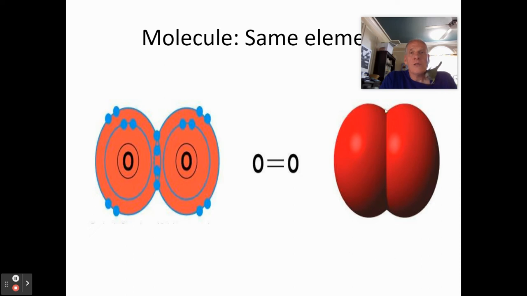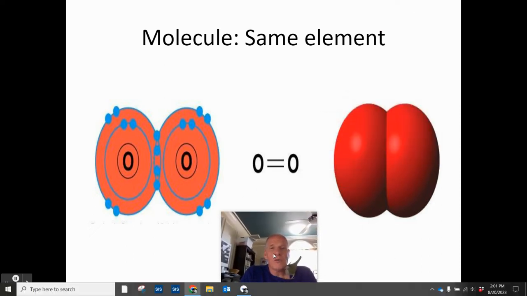Okay, so you might hear of molecules and elements and things. What are those? Well, molecules can be composed of the same element. This is an oxygen molecule, O2. And these bars right here represent covalent bonds. What is a covalent bond? That's when two elements share electrons. They share electrons right here.